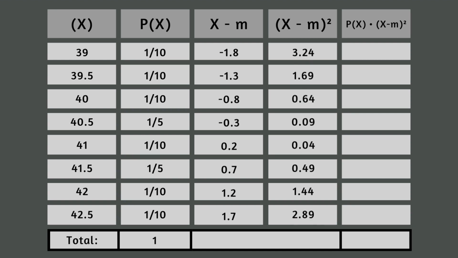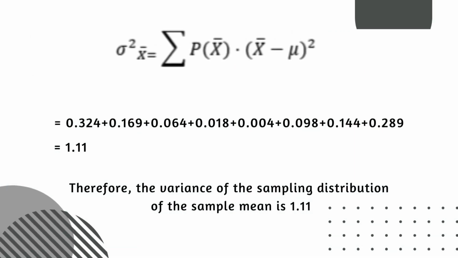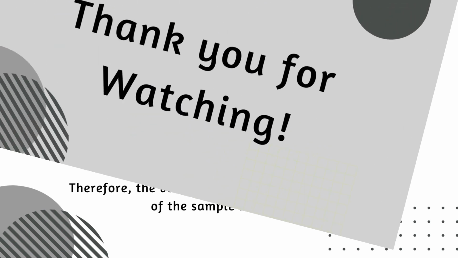Next, we simply need to square the results we got in the third column to get the results for the fourth column. After getting the square, we need to multiply the probability of the sample mean with the results we got in the fourth column. Finally, after getting the product, we simply need to add it all up to get the variance. Therefore, the variance of the sampling distribution of the sample mean is 1.11.